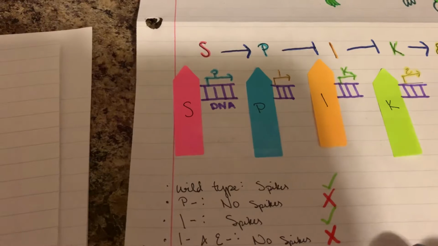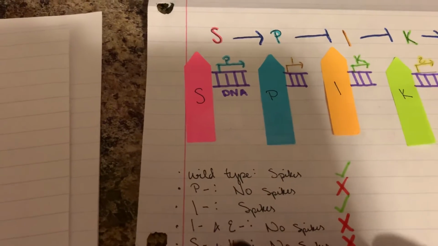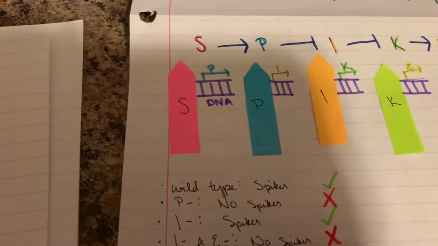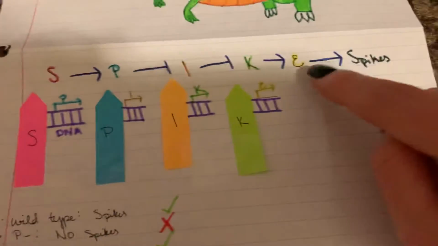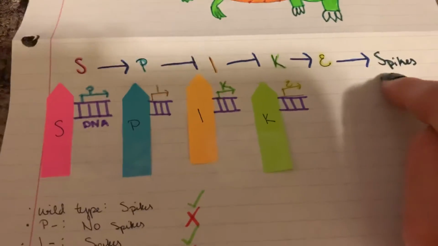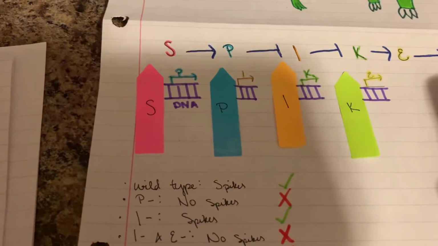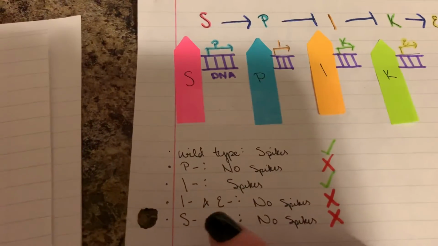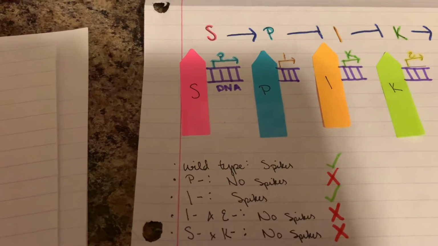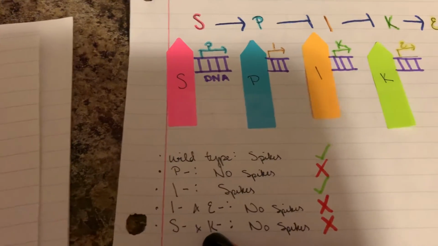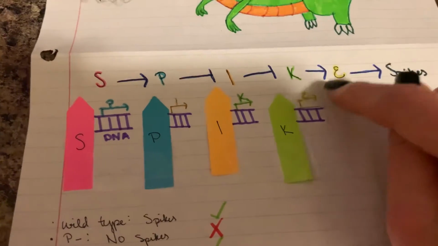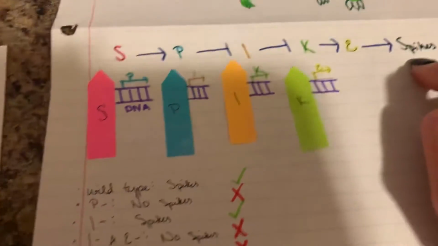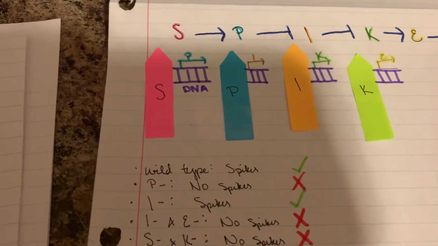If we did not have I or E, we're going to look at the protein that's latest in the developmental network, because that's the one that's going to have an effect. That would be E in this situation. If we did not have E, we would not be able to express spikes. So we'd see no spikes in that situation. And then finally, if we are not expressing S and K, looking at the one that's latest in the network, which would be K, K would not be able to stimulate E, which would not be able to stimulate spikes. So we'd see no spikes in that situation.